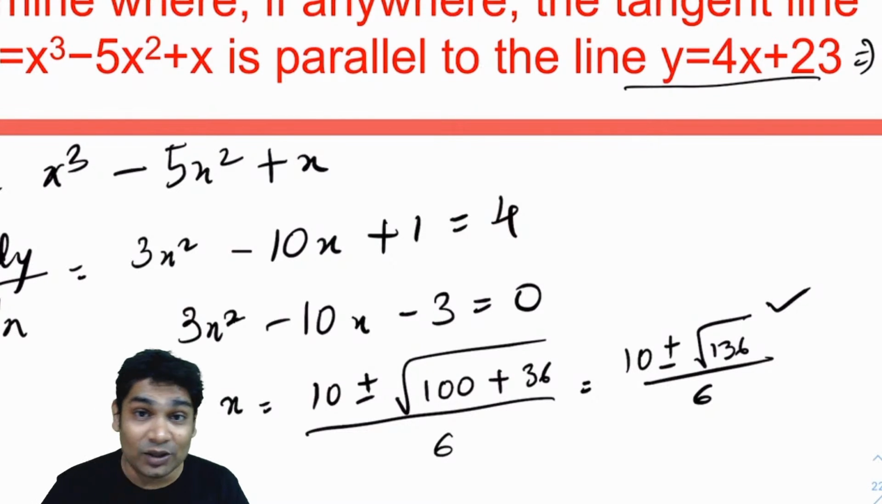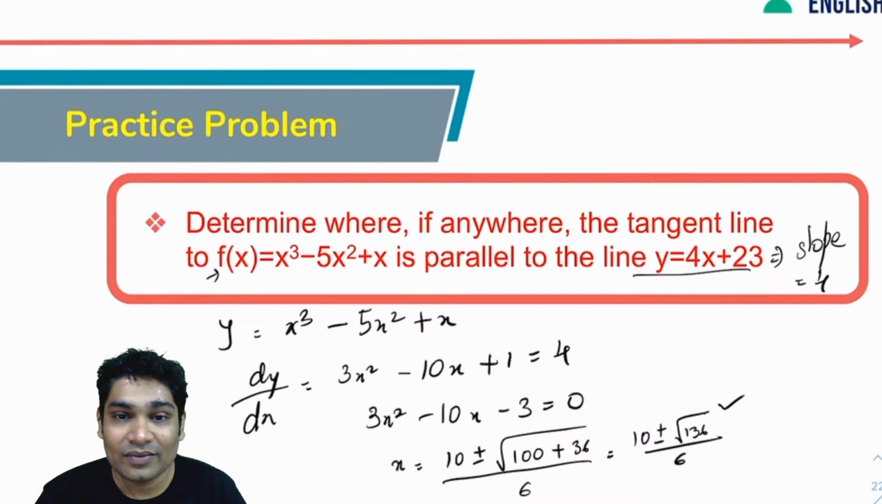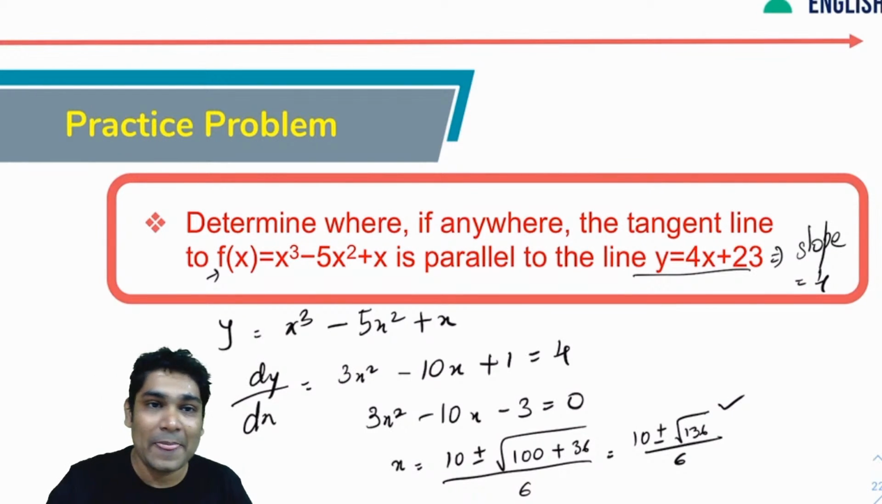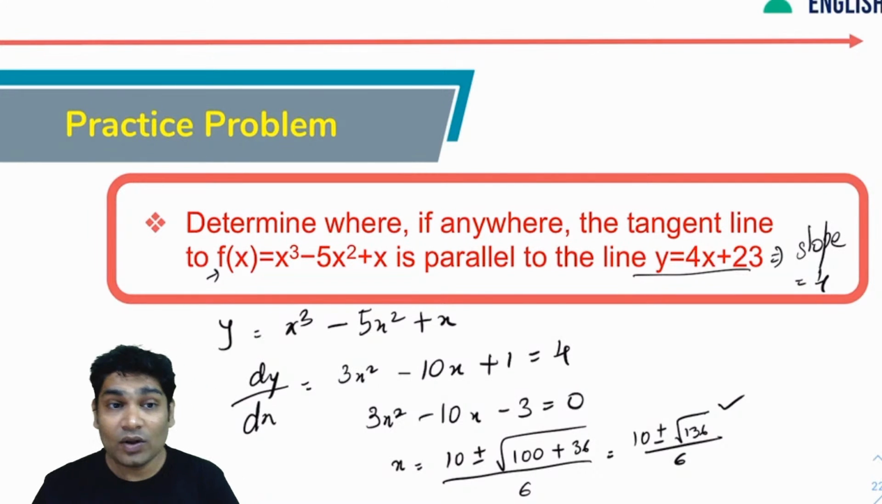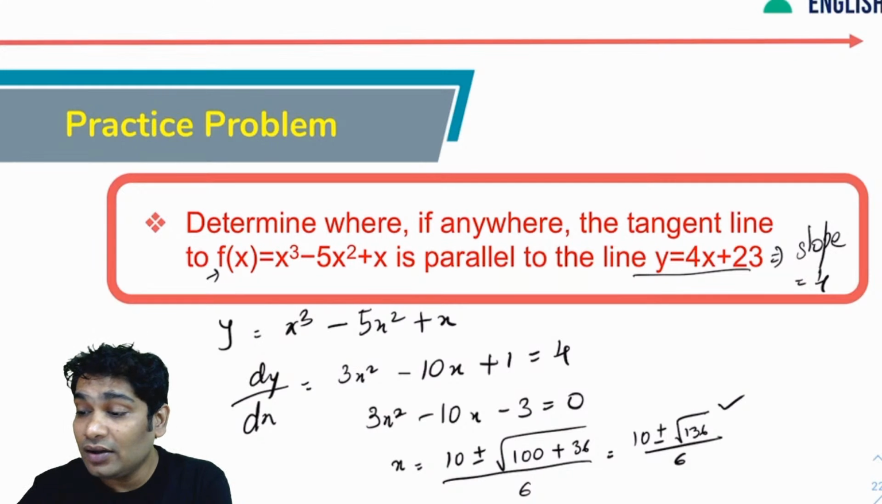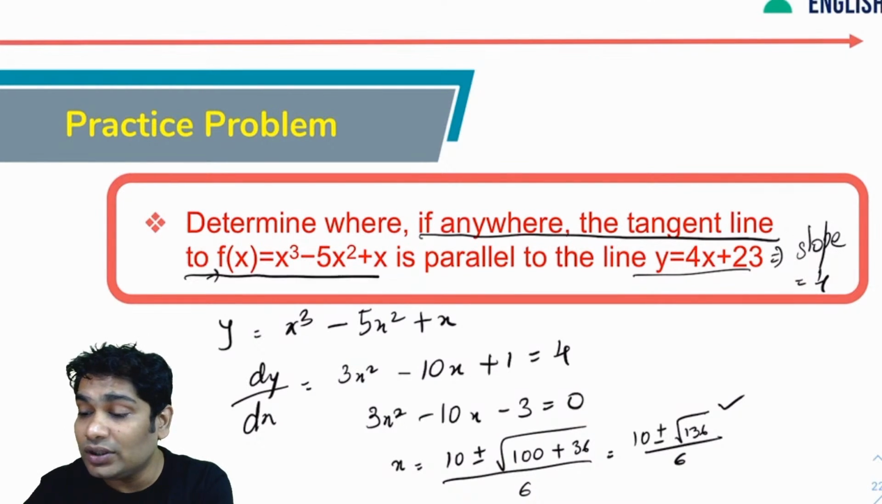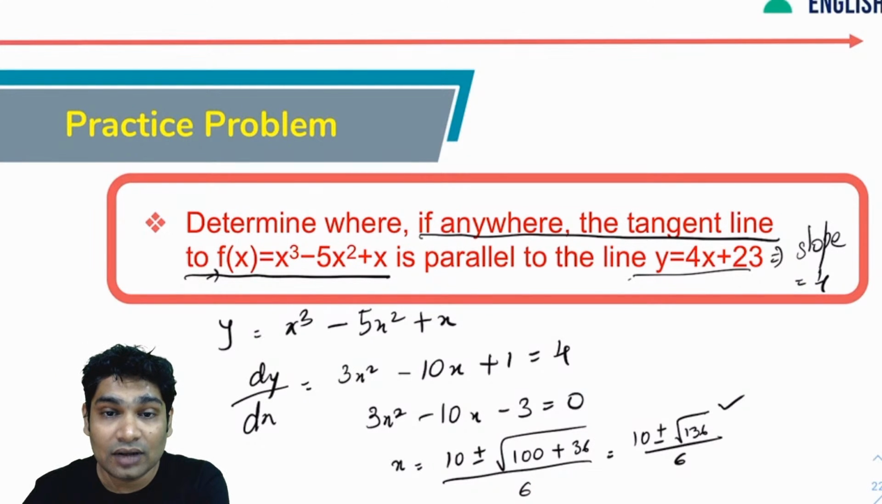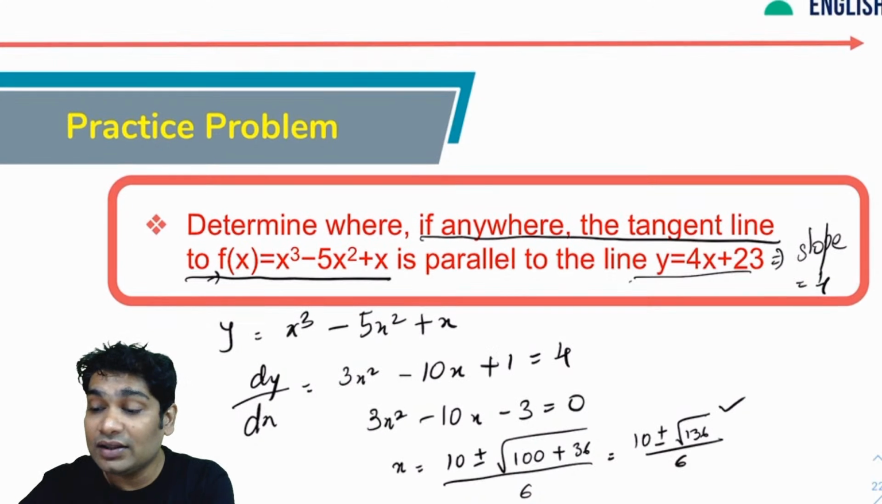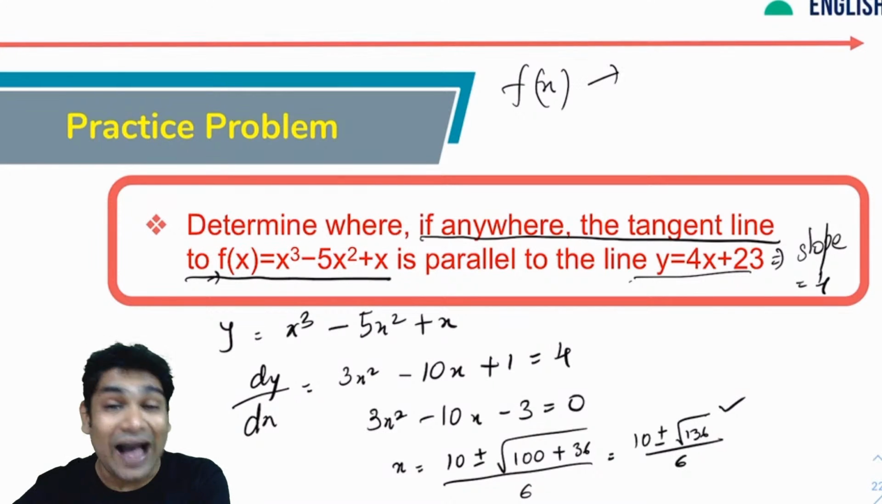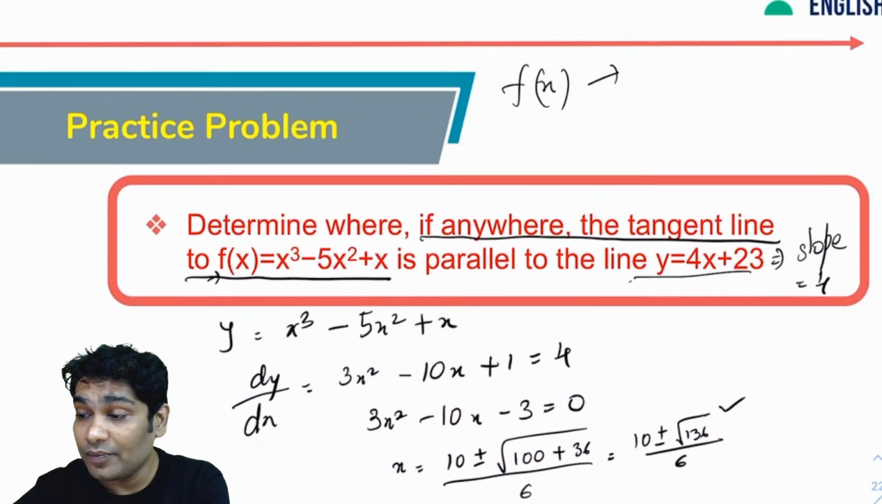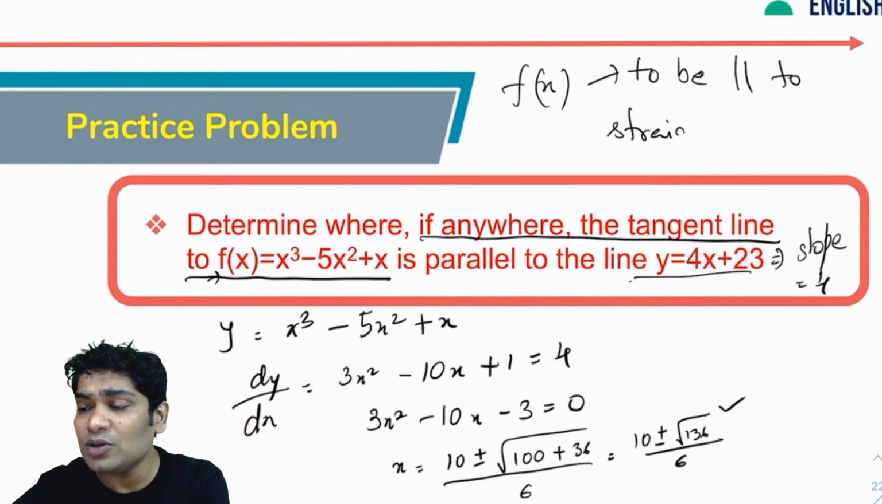No problem. So these are the 2 points where your graph will become parallel to that straight line. Hope everybody followed. What has been asked to you in this question? You've been asked to determine if anywhere the tangent line to this is parallel to this. Right? That is what you've been asked. So when will f(x) be parallel to the straight line? If the slopes are equal, right? So to be parallel to a straight line, it must have the same slope at those points.